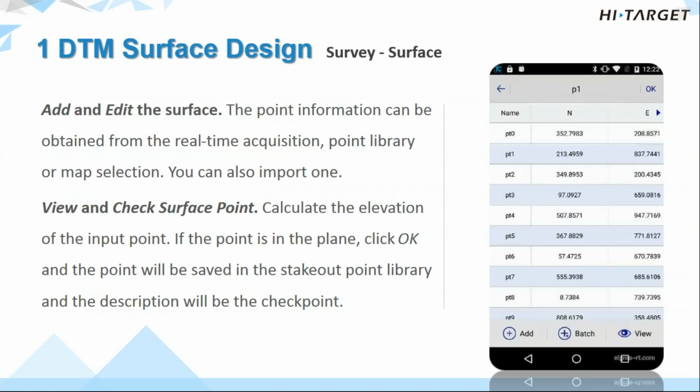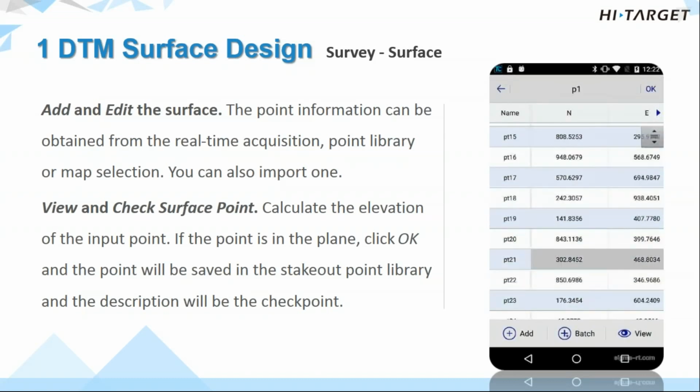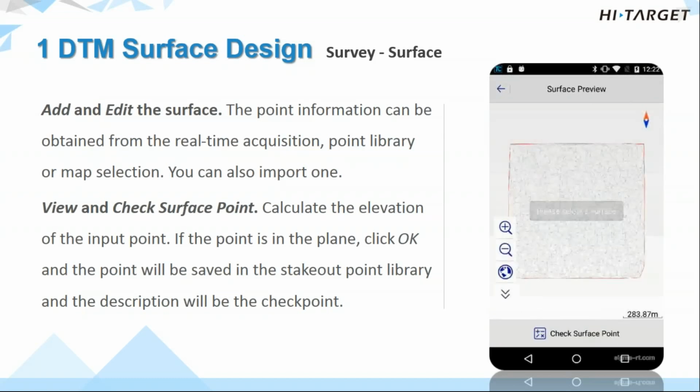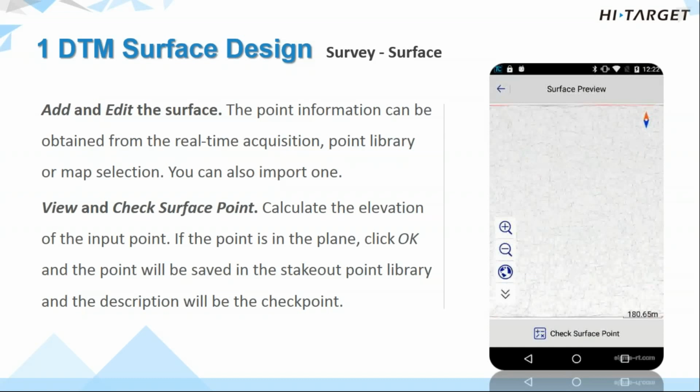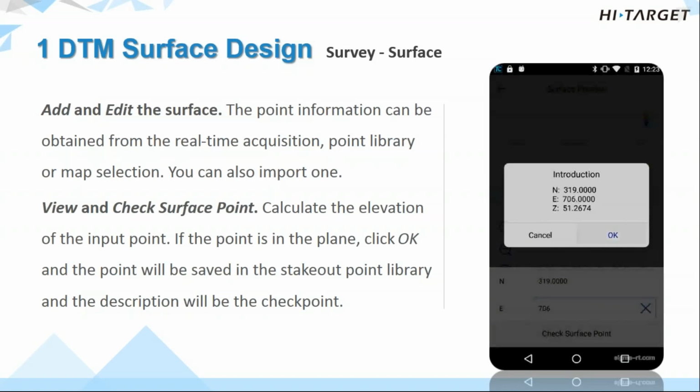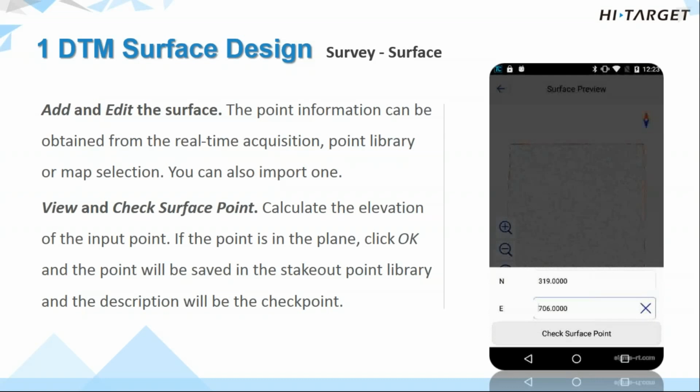Please pay attention to the video on the right. We can see in the video that we can check the list of the points, and then check the surface by inputting the coordinates. Now we get the coordinates and the height. That's about the DTM surface design.